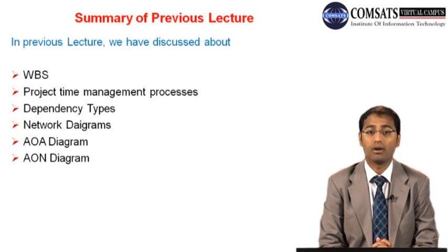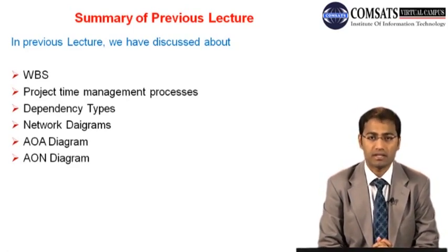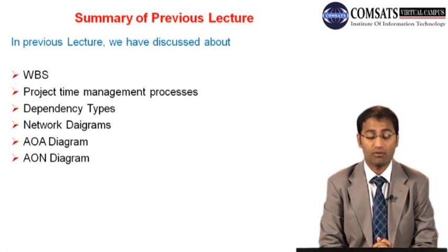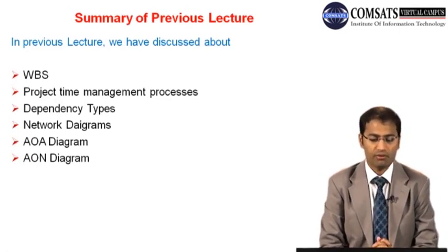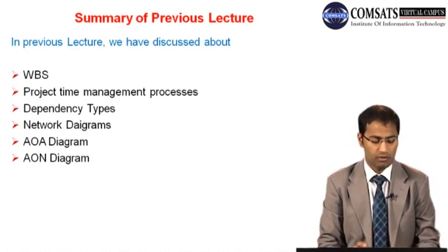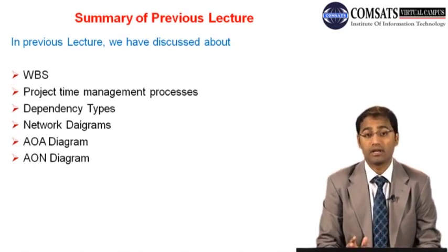And then we had talked about network diagrams. Network diagrams are the preferred way to show the relationship between the activities of the project, and there are 2 types or formats available: the activity on arrow method and the activity on node method. We've done a few examples, and I have given you one good case study to be completed by yourself. Now let's start with today's lecture.